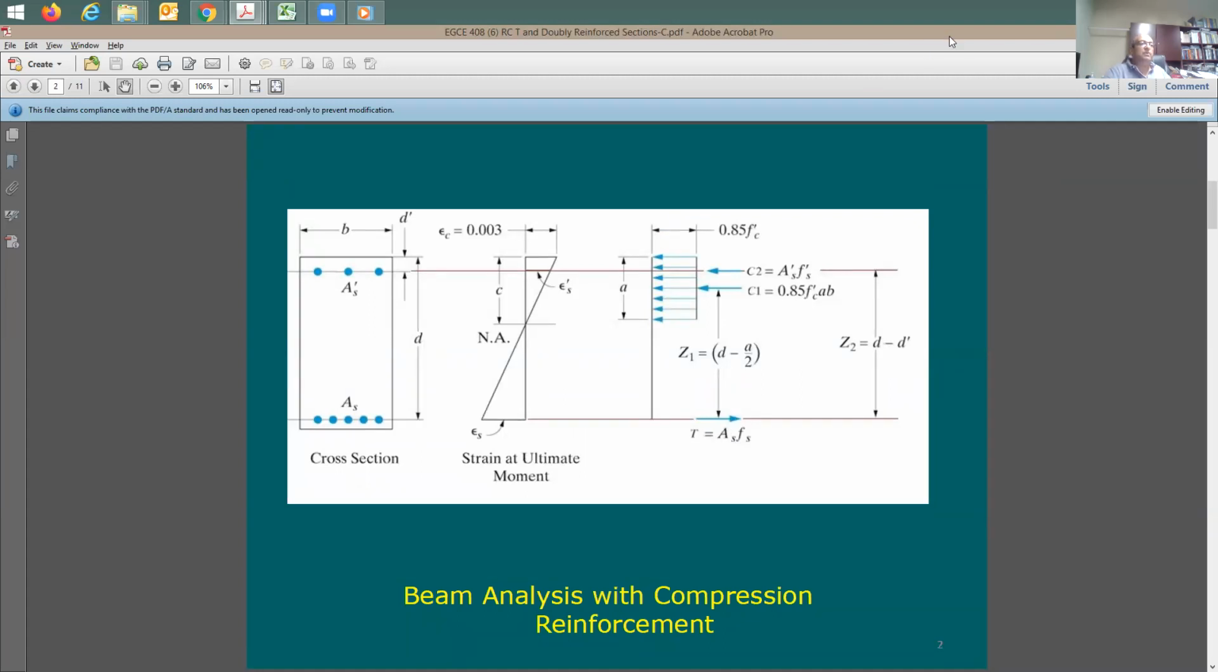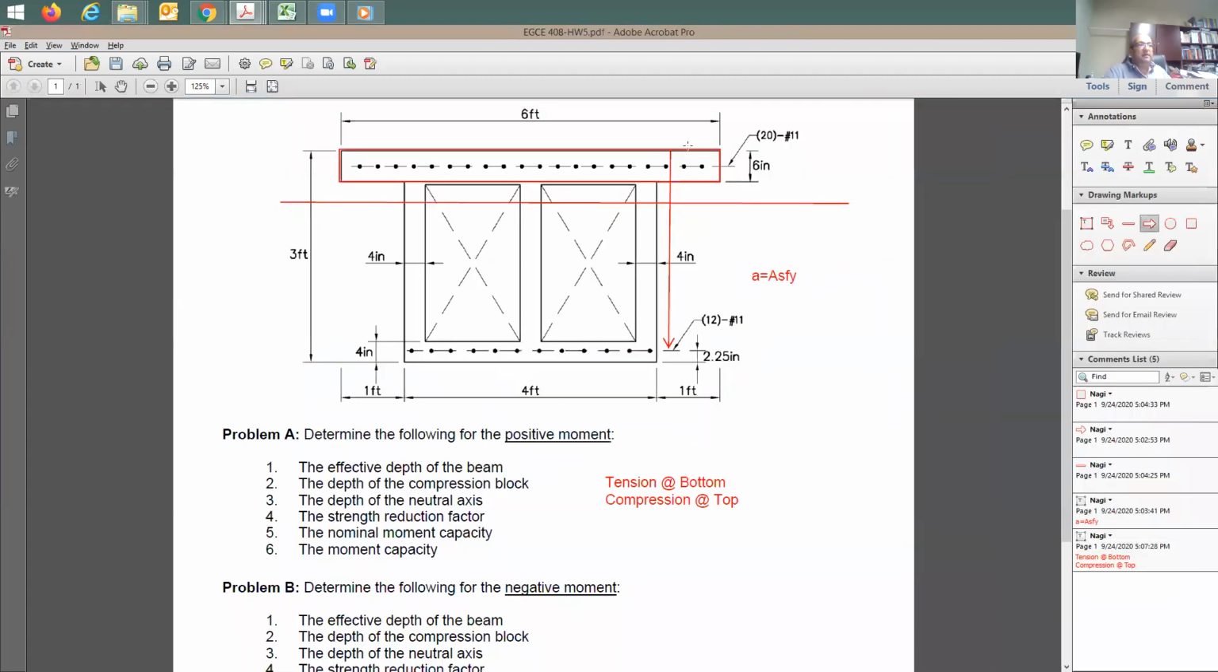So, what are these forces? Here is one compression force. It's going to be right in the mid-height. This distance from here to there is going to be 3 inches. You see the distance here? This is going to be right in the middle of the slab. So the compression in the steel is going to be right here. I know the location of it. And the tension in the steel is going to be right here.